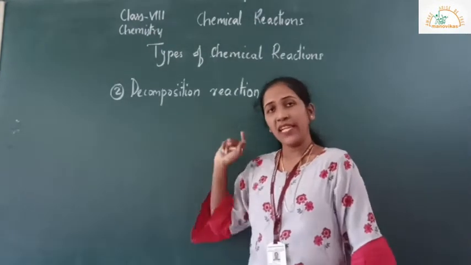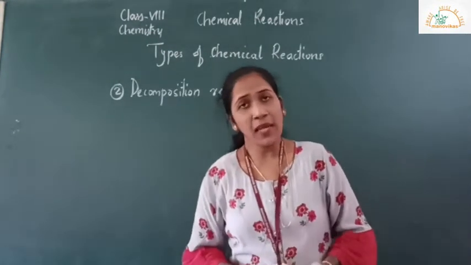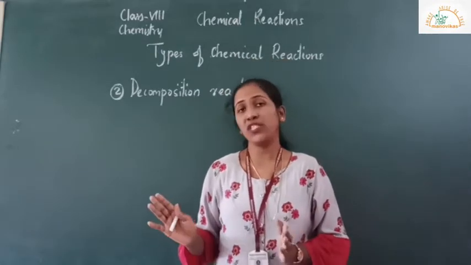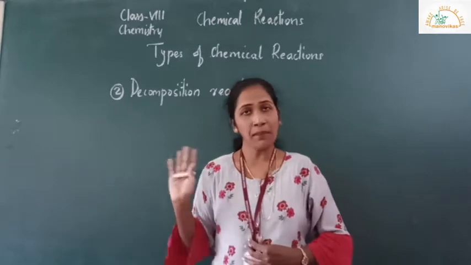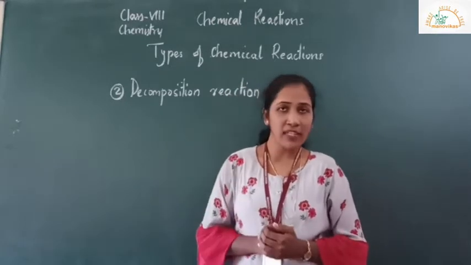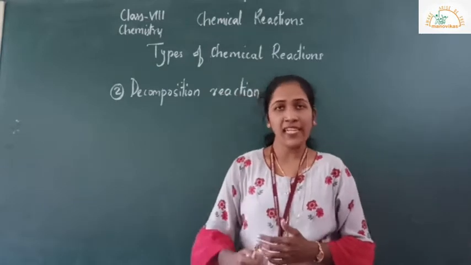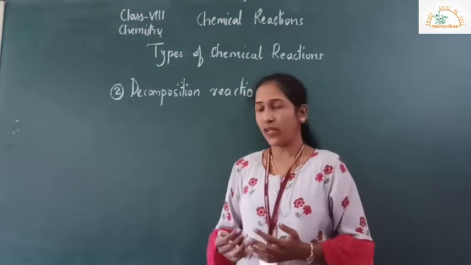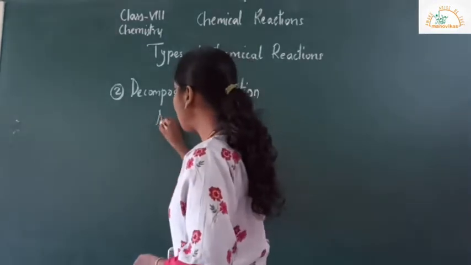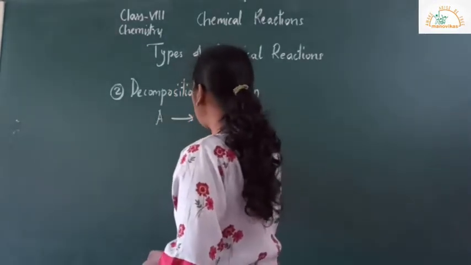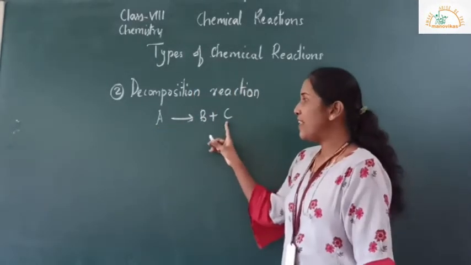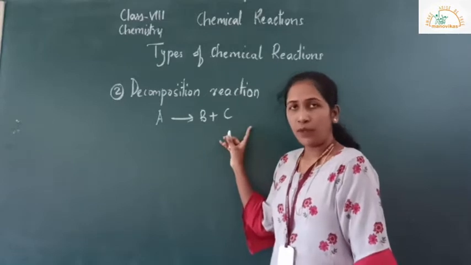Second one is decomposition reaction. It is a chemical reaction in which one compound is split up into its constituent elements or simpler compounds. This reaction takes place with the help of energy, that is in the form of heat energy, light energy, okay, or electric current. So it can be represented as A gives B plus C, wherein A is the reactant and B and C, these are the products.